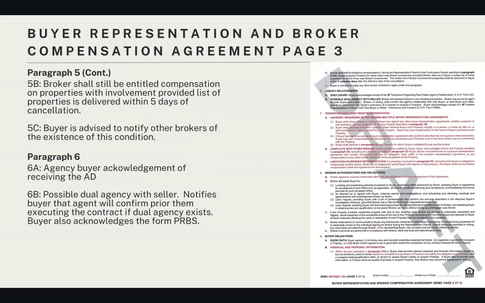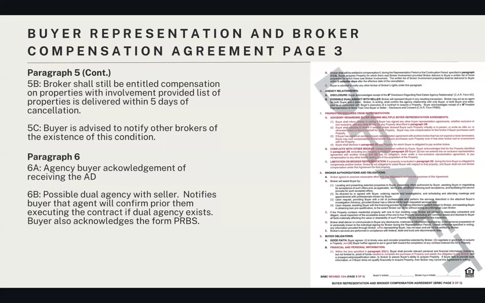So paragraph 5B, broker shall still be entitled to compensation on properties with involvement, provided that the list of properties is delivered within 5 days of cancellation. So that's the distinction between the expiration of the agreement and the cancellation of the agreement. The form documenting the broker involved properties, if it is an expiration of a buyer broker agreement, needs to be delivered before that expiration. If it is a cancellation, then a 5-day window is allowed.